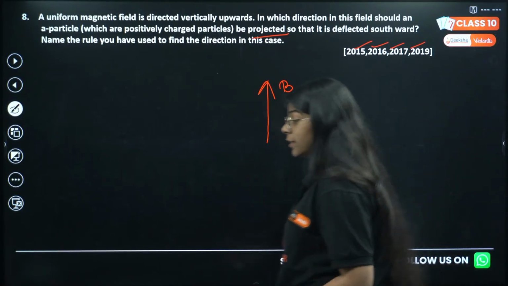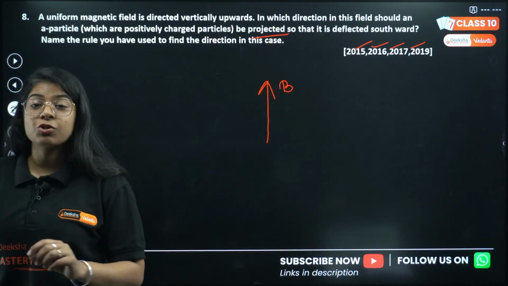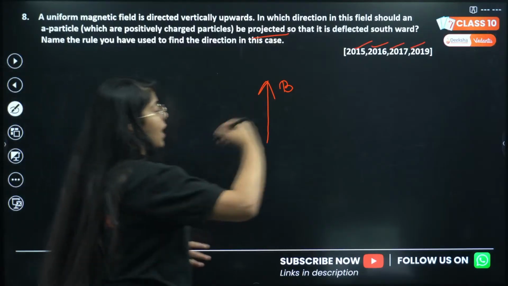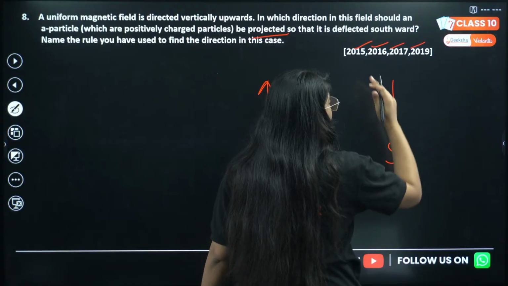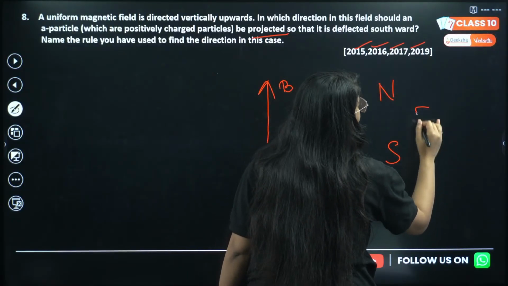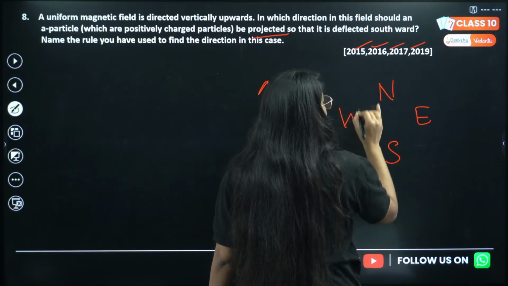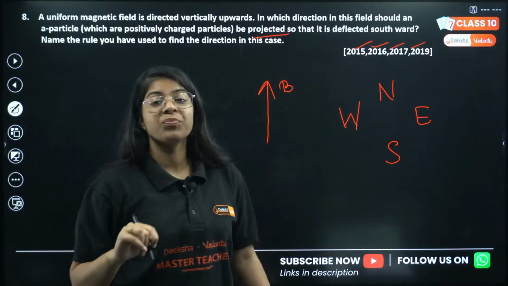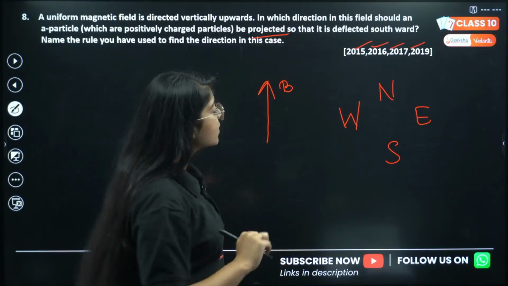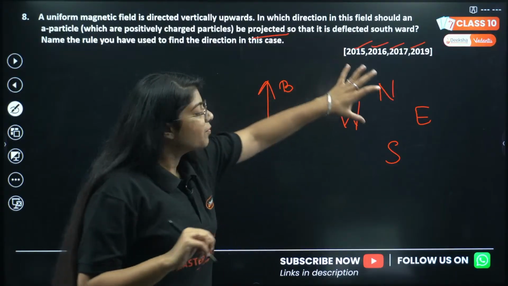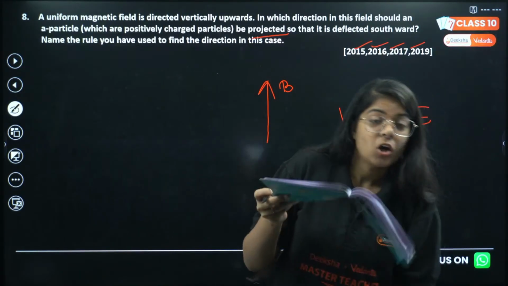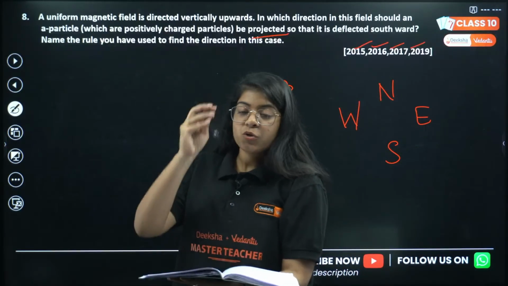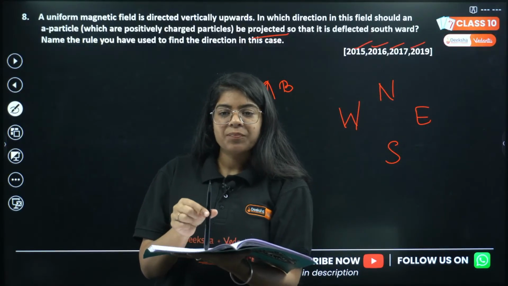Now we need directions. For this you should know where north and south are. So obviously north and south are upwards and downwards. On the right side of north we have east, and on the left side of north we have west, correct? Now if you draw this on your paper, this is my magnetic field, correct?